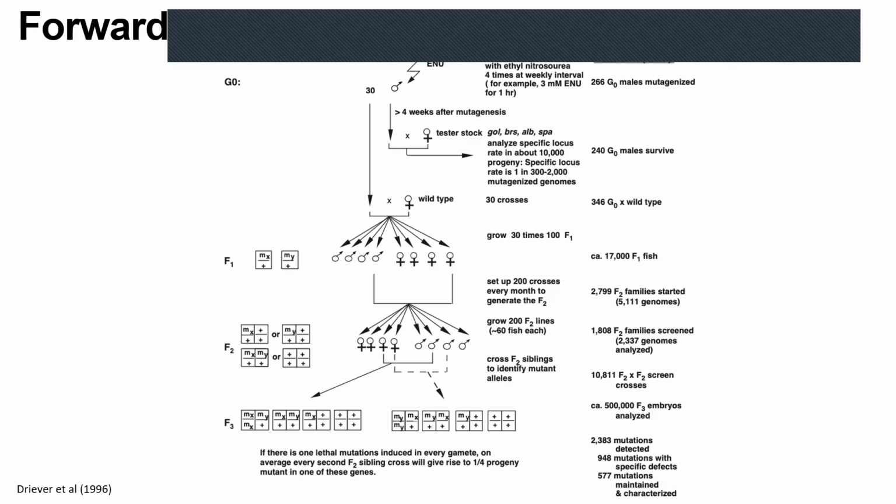As you can see, I think somewhere in here, 500,000 embryos, so 10,811 F2 by F2 crosses. The screening happens with this generation. And it's not until here that you figure out, oh, well, 577 of those were good. So you had to keep 10,000 different strains.